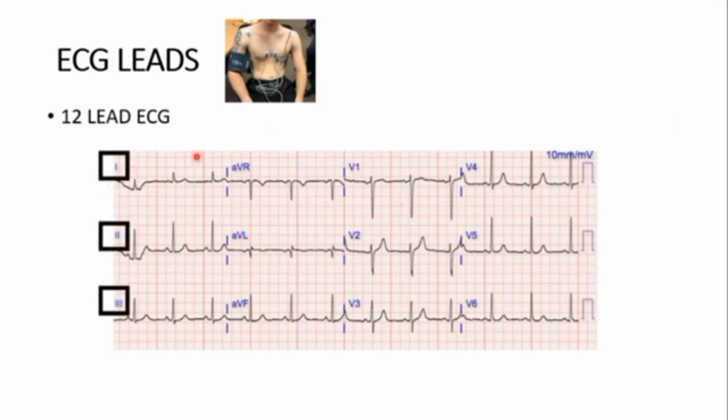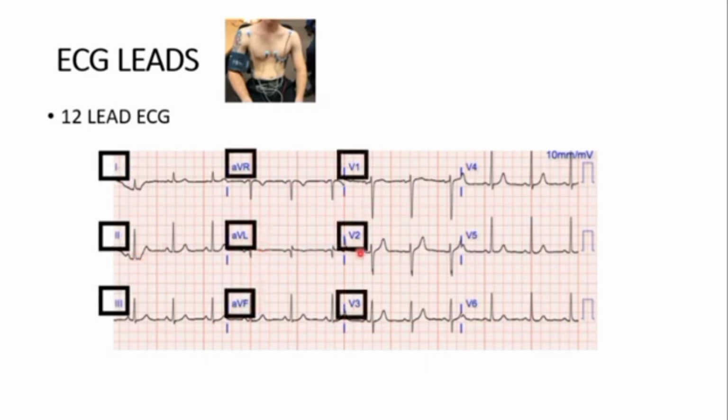Now I told you there are 12 leads. These are lead 1, 2, 3, AVR, AVL, AVF, V1, V2, V3, V4, V5, V6. Now let's see where they are placed and what they do.